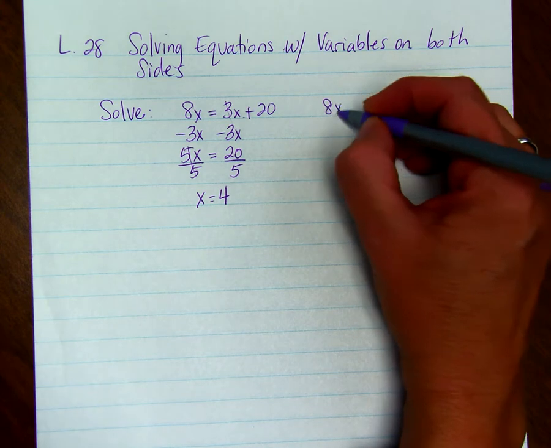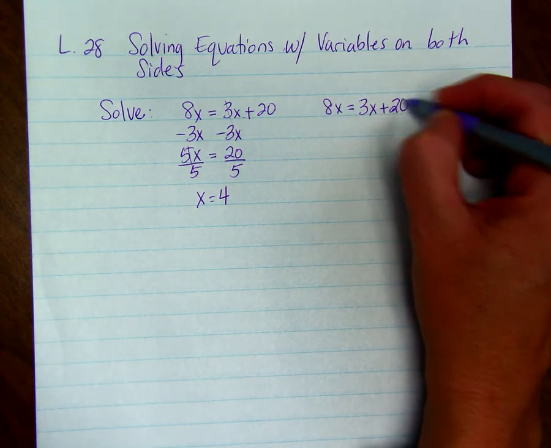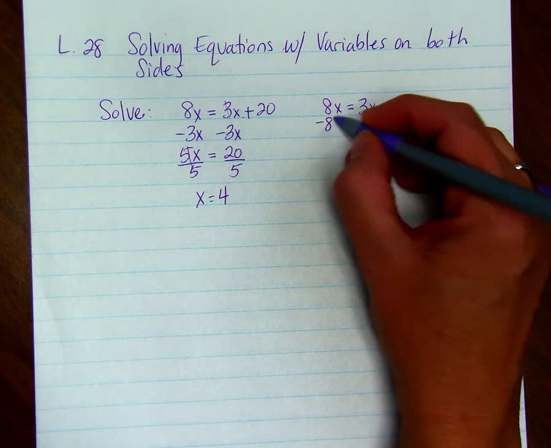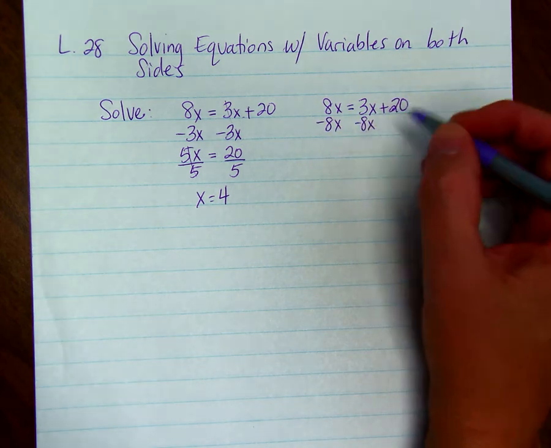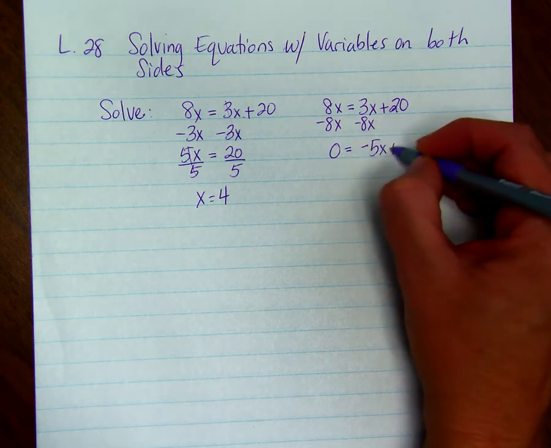Now you could subtract the 8x instead of the 3x. So let's say we chose to subtract the 8x. So we'll subtract 8x from both sides and we get 0 equals negative 5x plus 20.